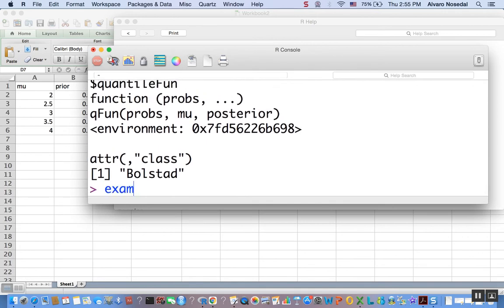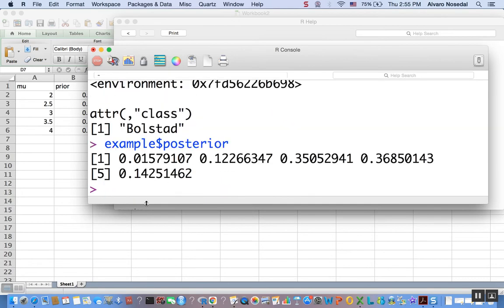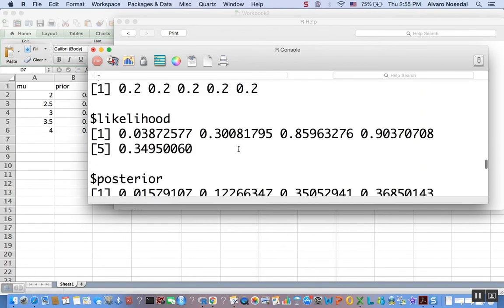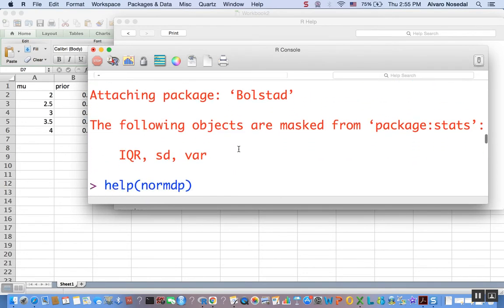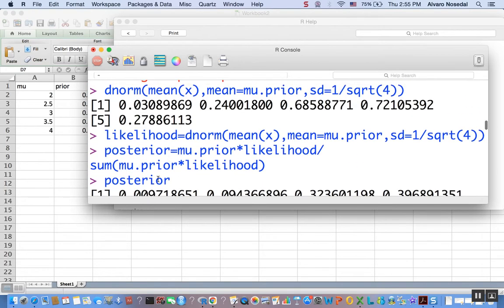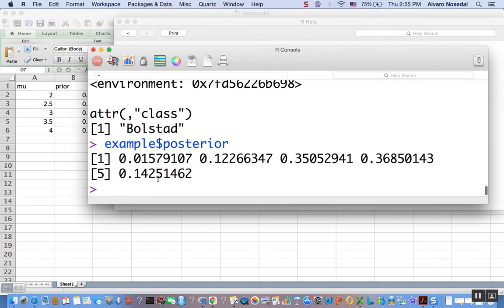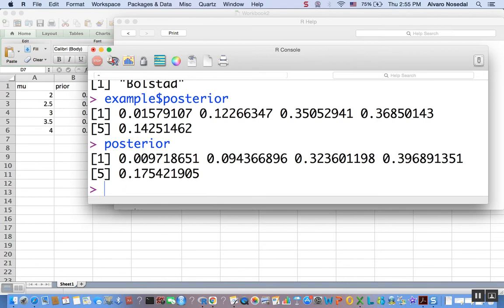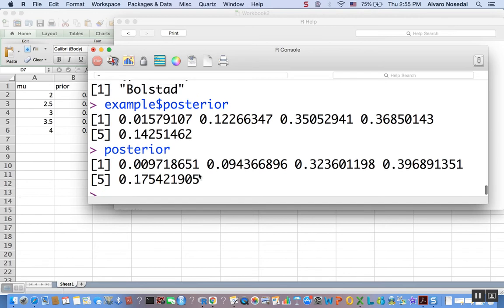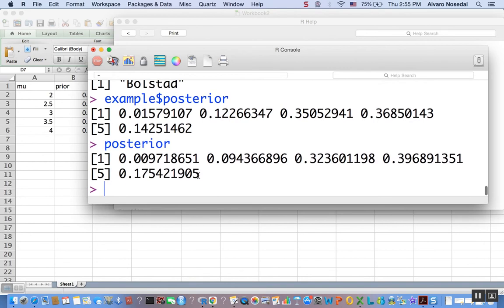Now let's compare this. So let's see example dollar sign posterior, that's what we have, and ours is called just posterior, when we did it without the help of the R package. So we can compare. Oh, there's a difference here. I wonder why that is.